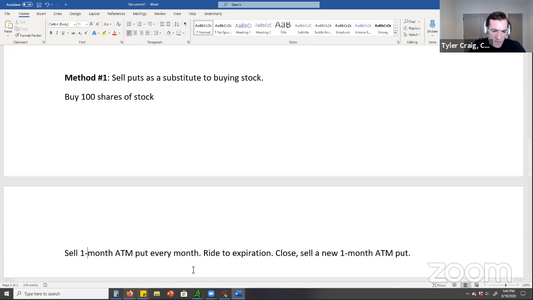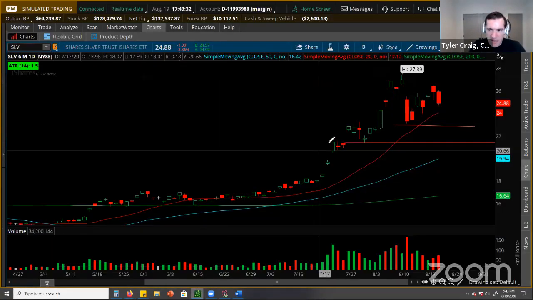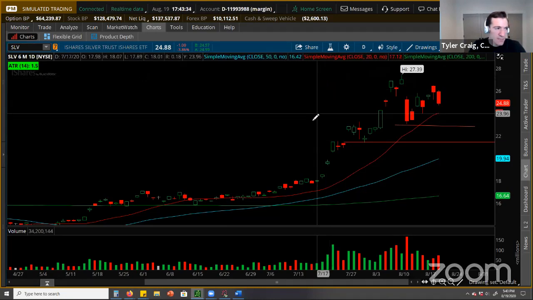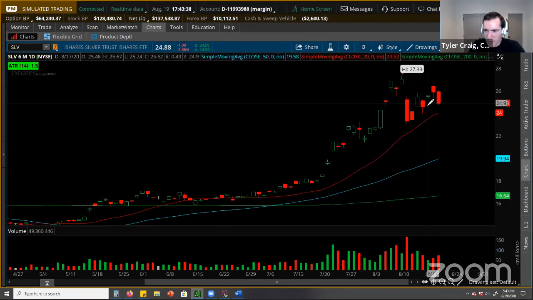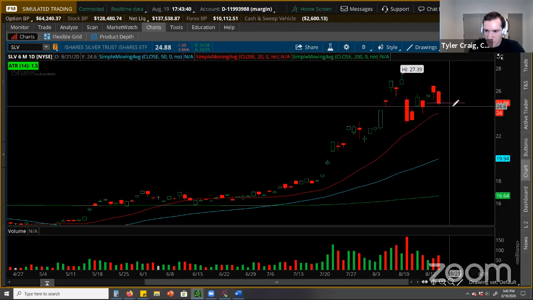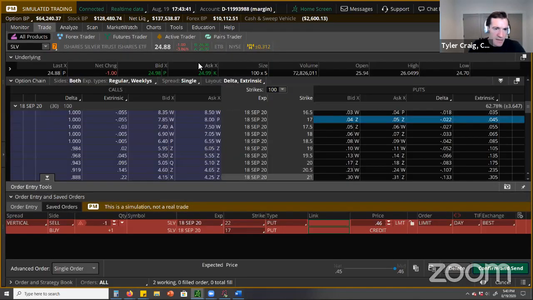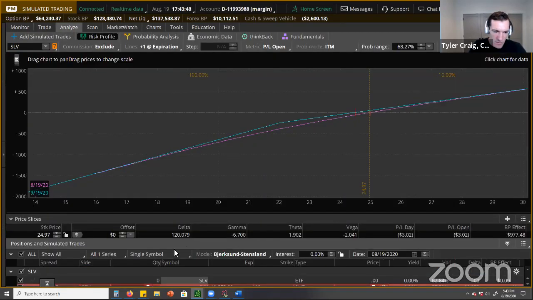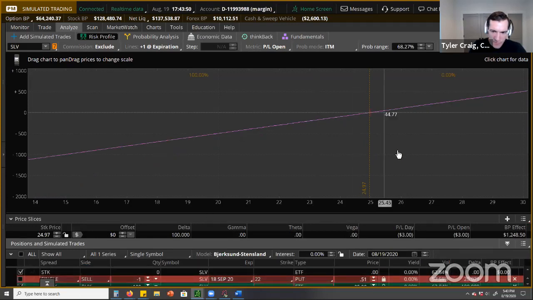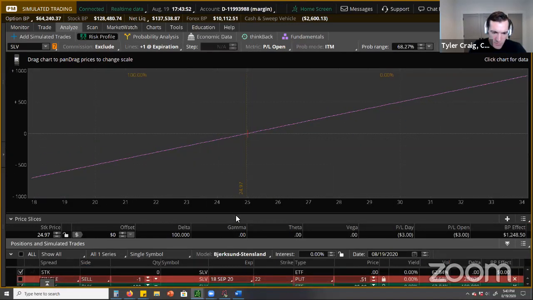Okay. So think about this. Let's take silver again. Silver is at 24.88. I could come in and buy 100 shares of silver. Okay. It's calling it 25. That's fine. All right, here's the risk graph of long 100 shares of silver.